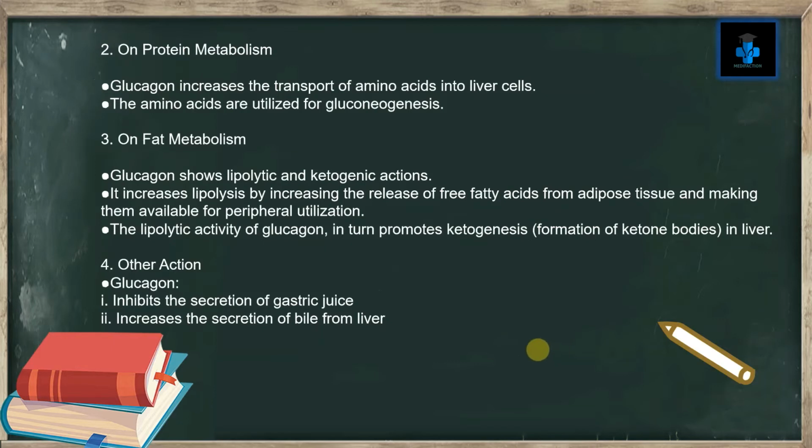Number 2. On protein metabolism. Glucagon increases the transport of amino acids into liver cells. The amino acids are utilized for gluconeogenesis.